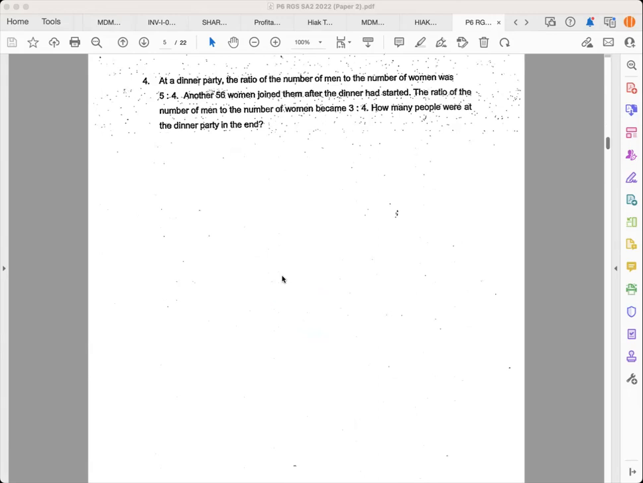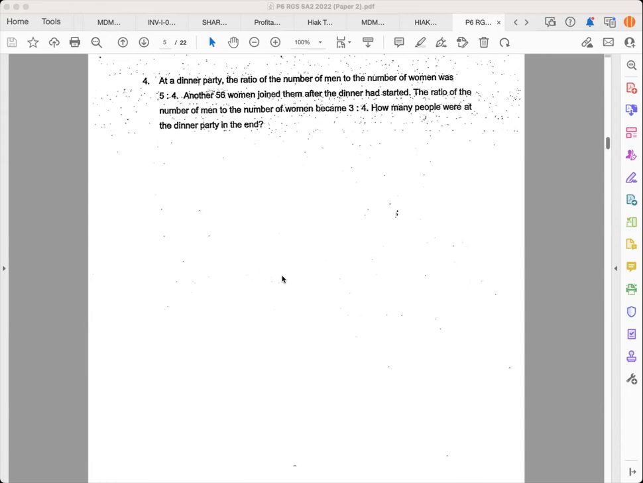At a dinner party, the ratio of the number of men to the number of women was 5:4. Another 56 women joined them after the dinner had started. The ratio of the number of men to number of women became 3:4. How many people were at the party in the end?